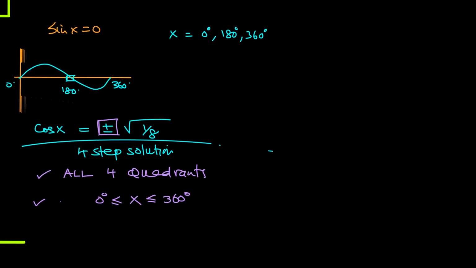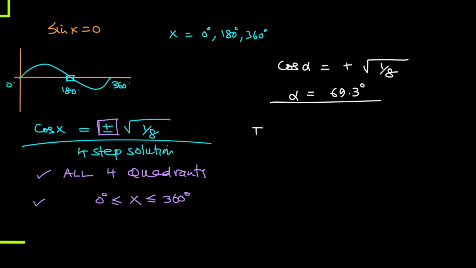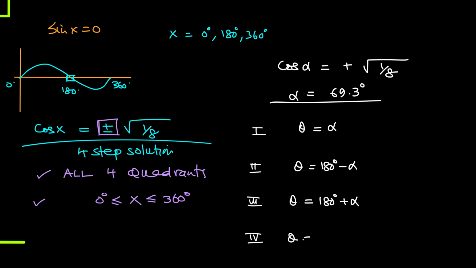The next step is about the calculation for the basic angle. Cosine of alpha equals to plus square root of 1 over 8. And when we use the calculator, the value of alpha comes out to be 69.3 degrees. Since we are dealing with the first, second, third and fourth quadrant: in the first quadrant, theta equals to alpha. Second quadrant, theta is 180 degrees minus alpha. Third quadrant, theta is 180 degrees plus alpha. Fourth quadrant, theta is 360 degrees minus alpha.